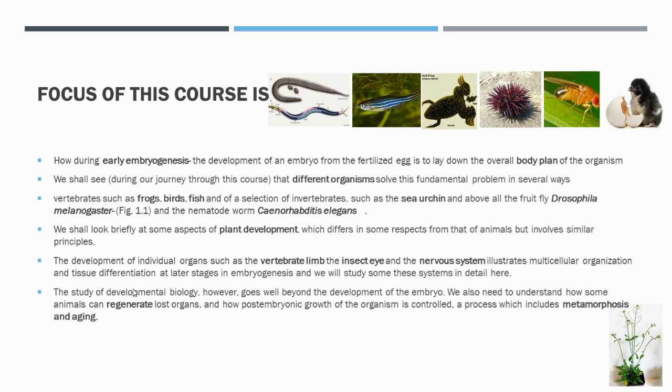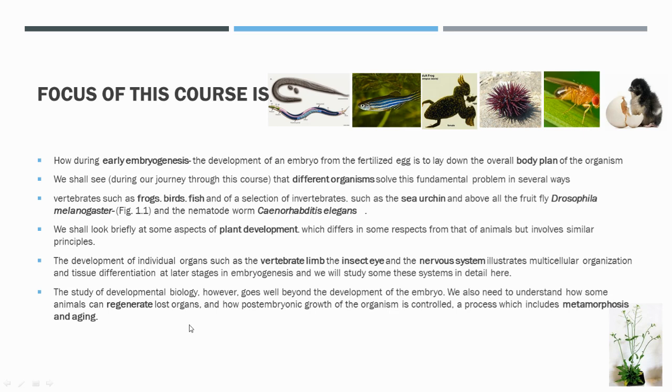Okay. Not only that, a few organs, and especially we'll be dealing with limb development, vertebrate limb development, insect eye, and especially the nervous system. Okay. I would like to say that instead of speaking about the insect eye, we will be speaking about the eye in general, and how the various parts of the eye get developed, and how the nervous system comes into existence.